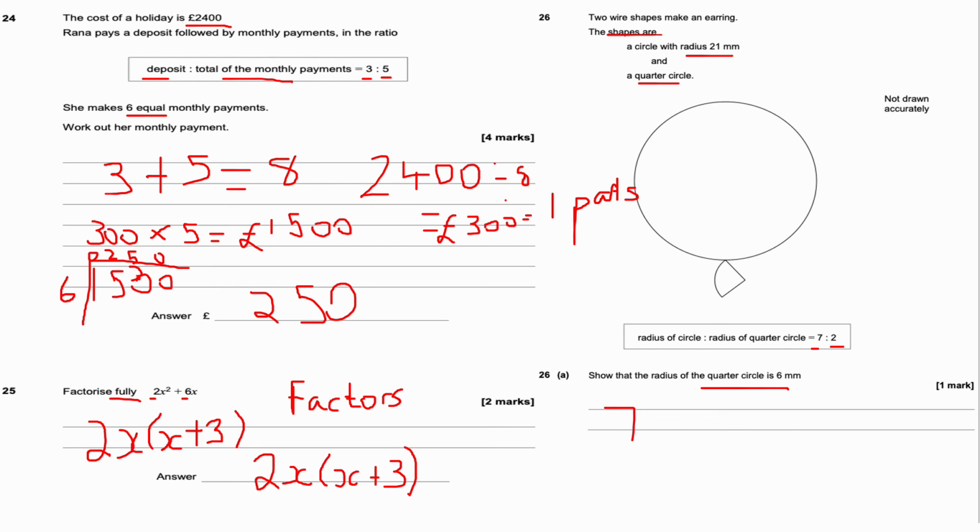Well, I've got 7 to 2 here. The radius of the circle is 21. 7 times 3 is 21, and 2 times 3 is 6, which is the radius of the quarter circle. So we've shown that for the first part.